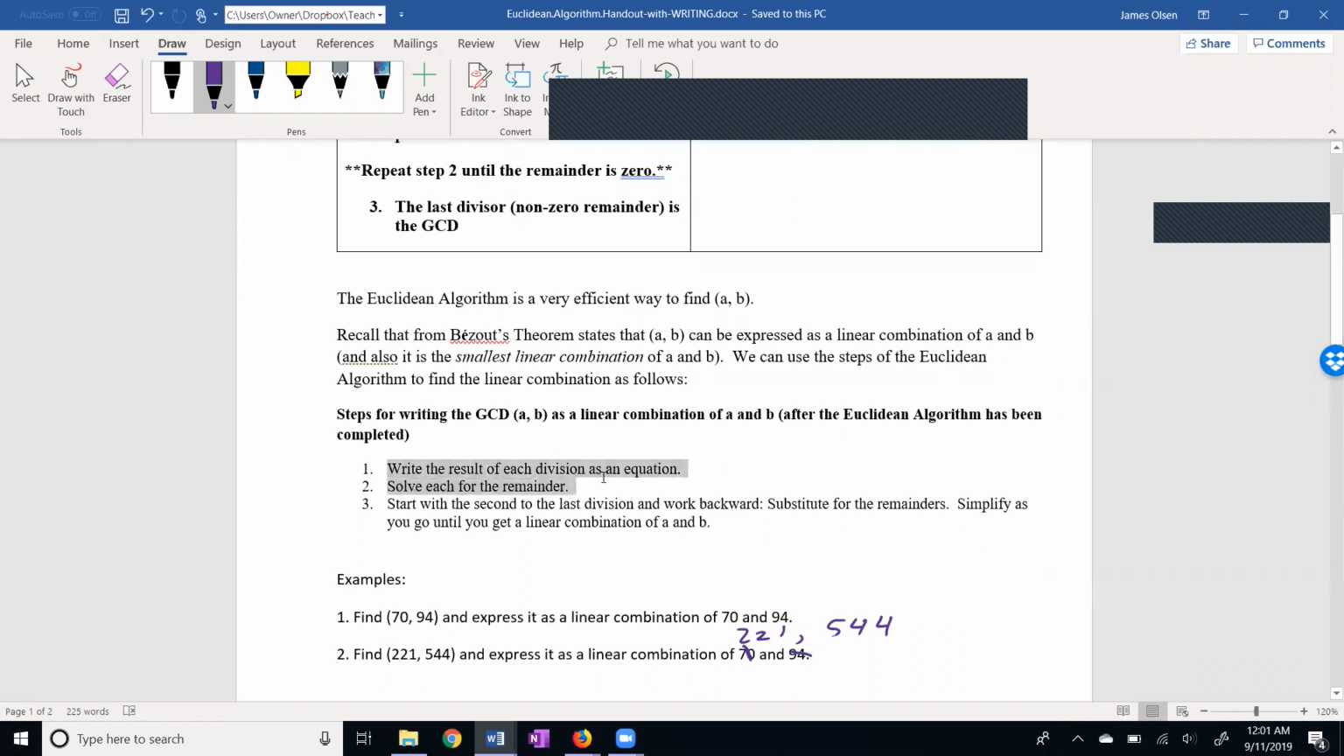Write the result of each division as an equation. By the way, we're using the division algorithm. You can look up the division algorithm in the book. We solve each equation for the remainder.